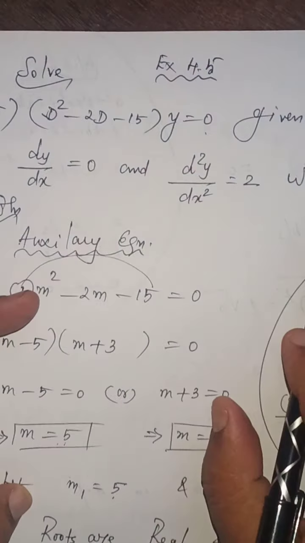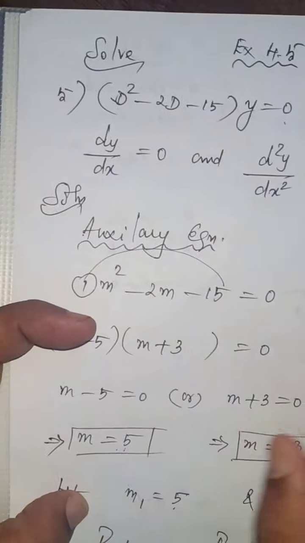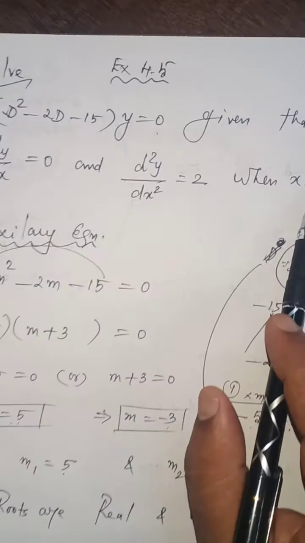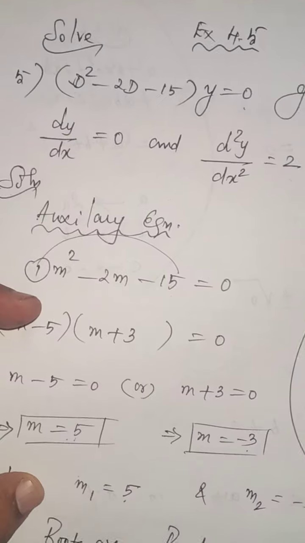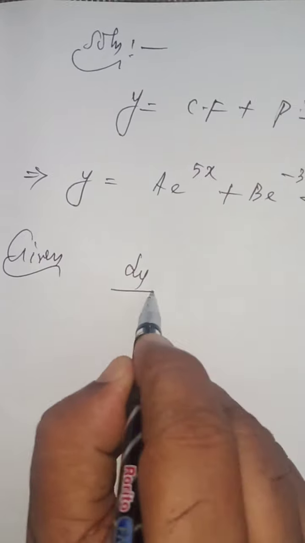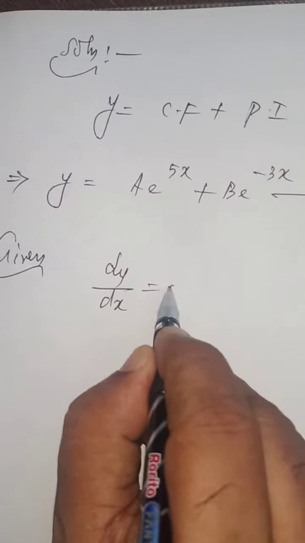Here we have two arbitrary constants. What are they? a and b. To find the values of a and b, two conditions are given. One is when x equals 0, dy by dx equals 0. Another is when x equals 0, d squared y by dx squared equals 2. First I take when x equals 0, dy by dx equals 0.